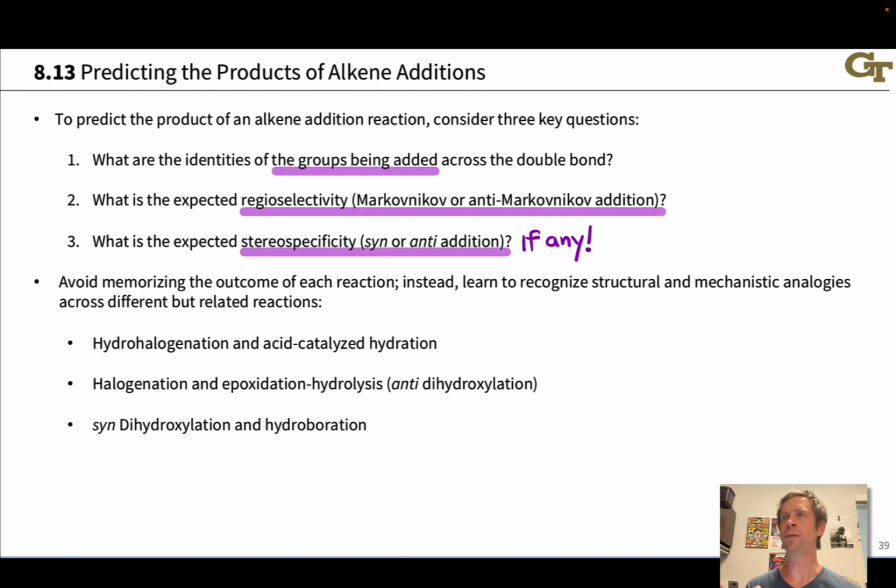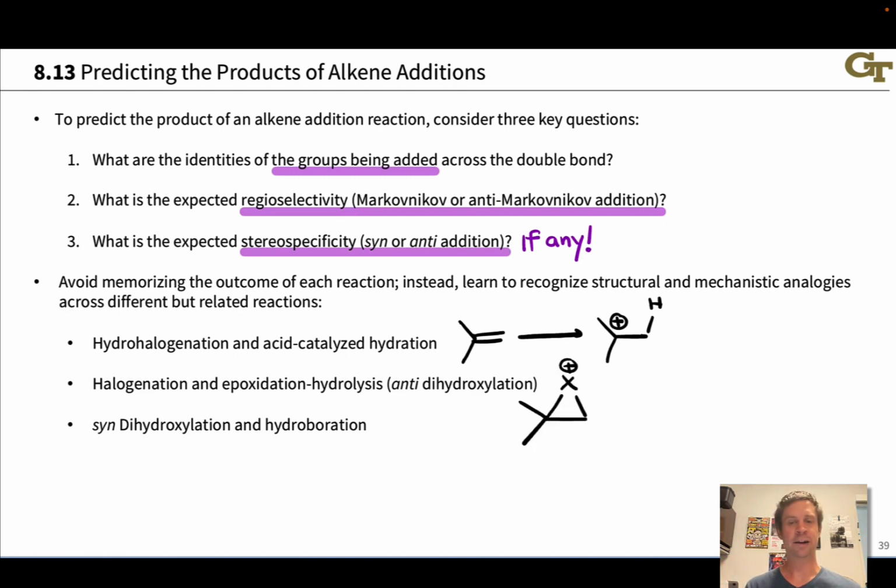One thing that can help with this is grouping mechanistically analogous reactions. One way to do this is shown on this slide. We can put hydrohalogenation and acid-catalyzed hydration together because both of these reactions involve an open carbocation intermediate derived from proton transfer to the alkene by a strong acid. And that carbocation is susceptible to rearrangements, stability trends of carbocations, and all that fun stuff that's helpful in predicting products.